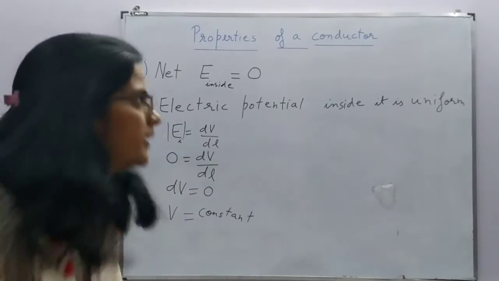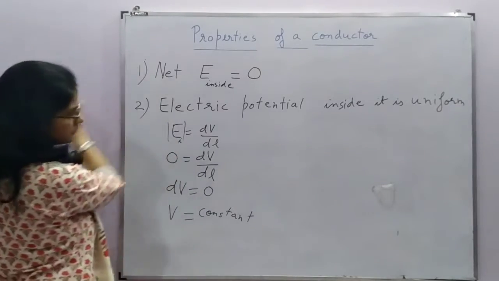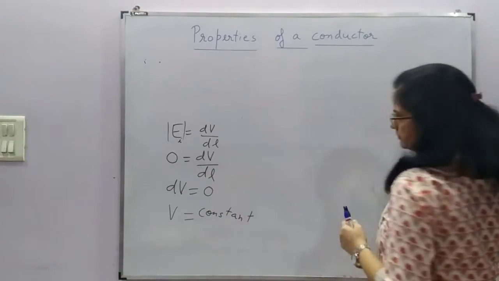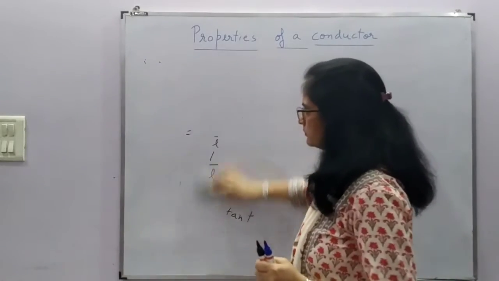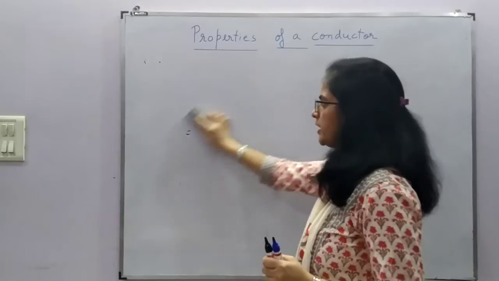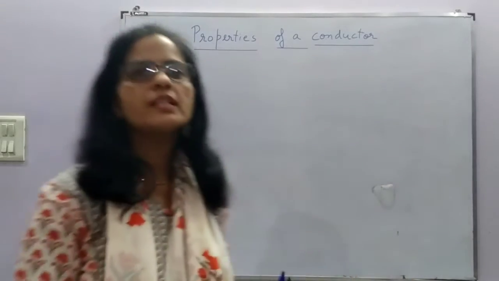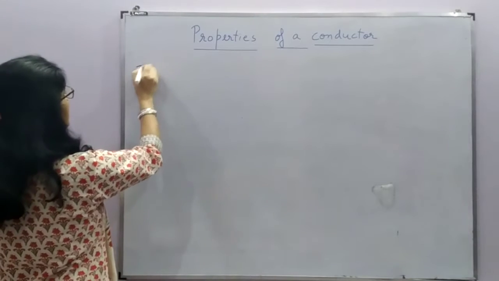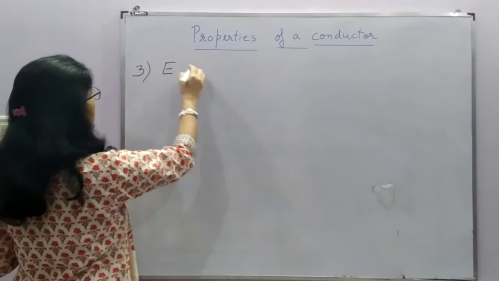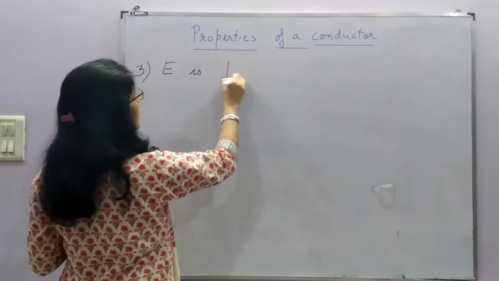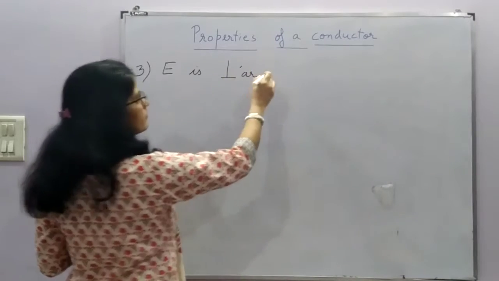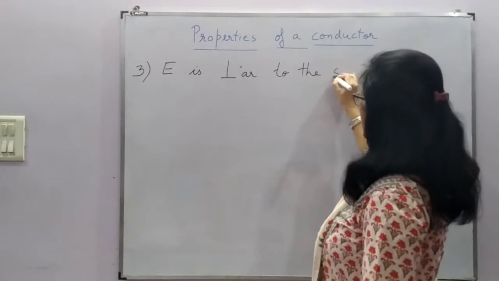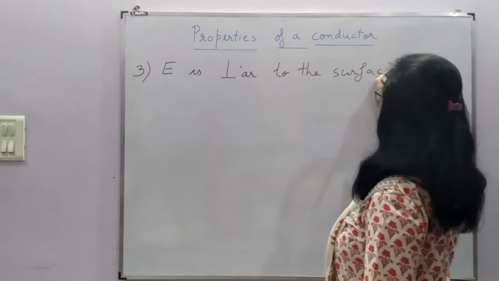The third property is that the electric field on the surface of the conductor is always perpendicular to the surface, right? So the third property is that the electric field is perpendicular to the surface of the conductor.